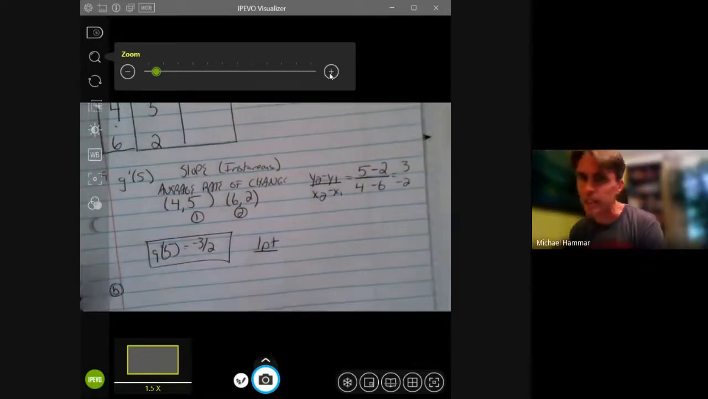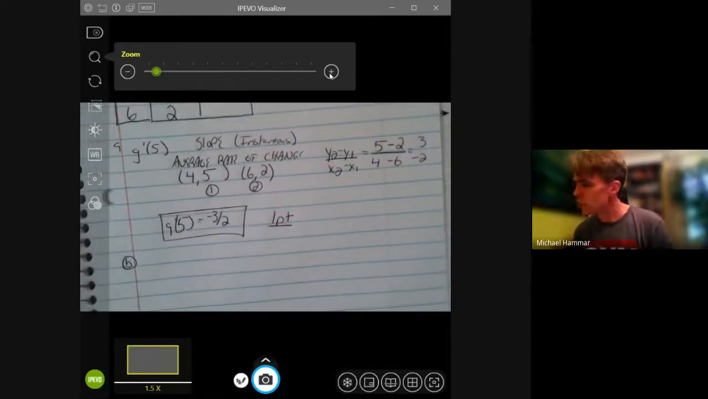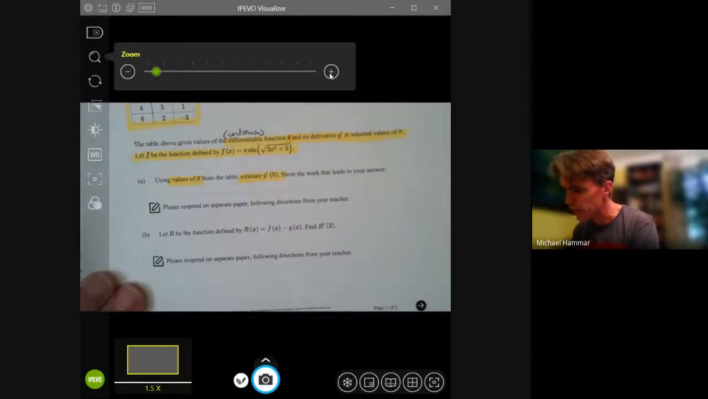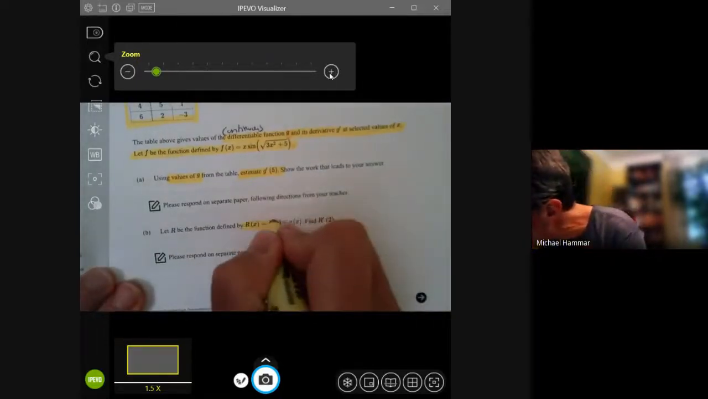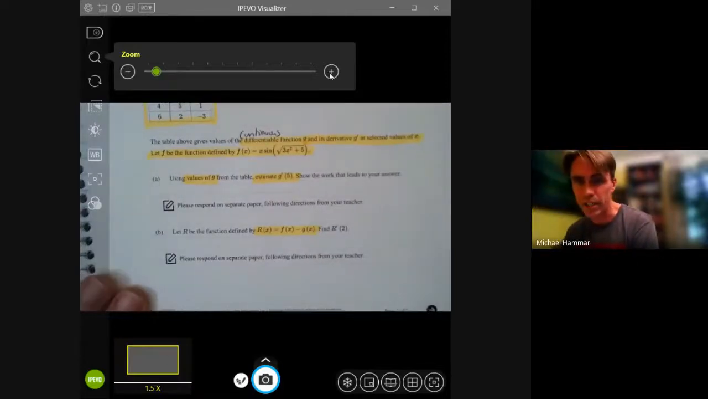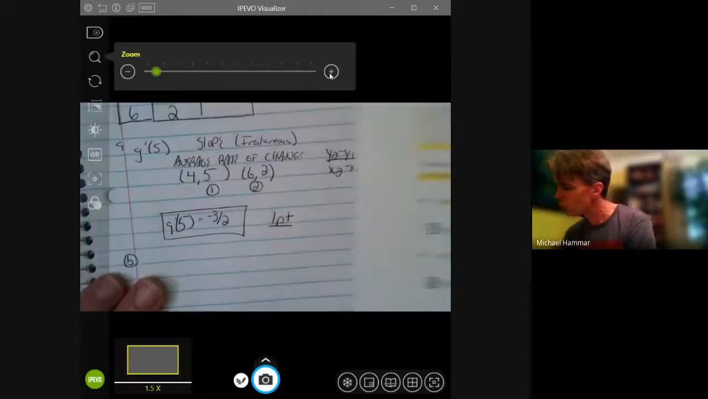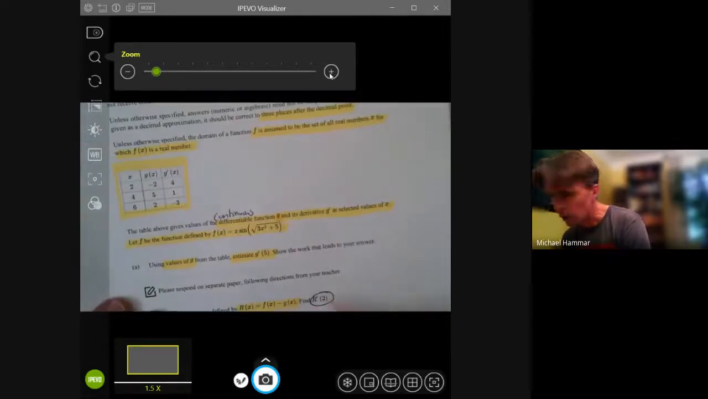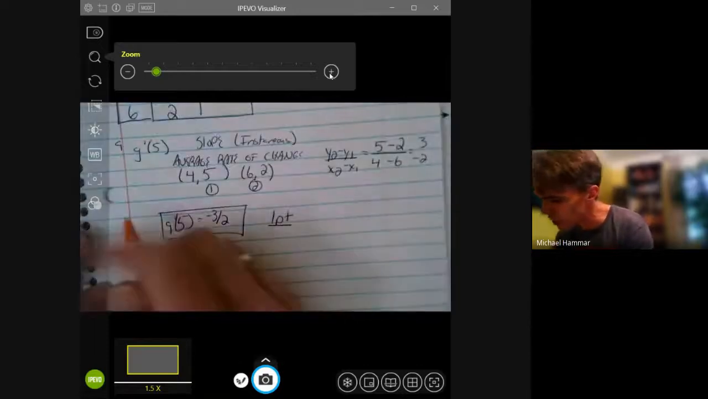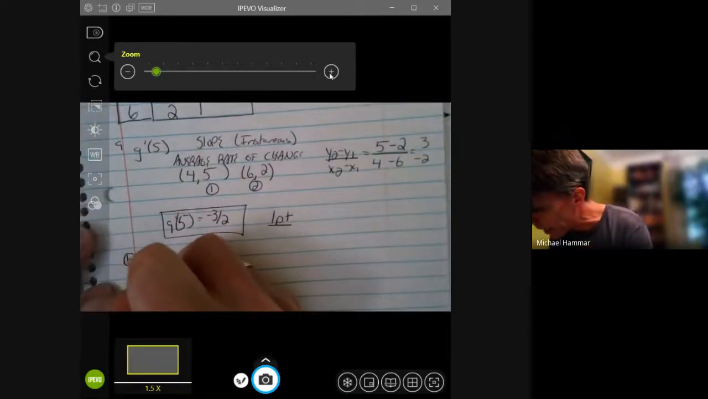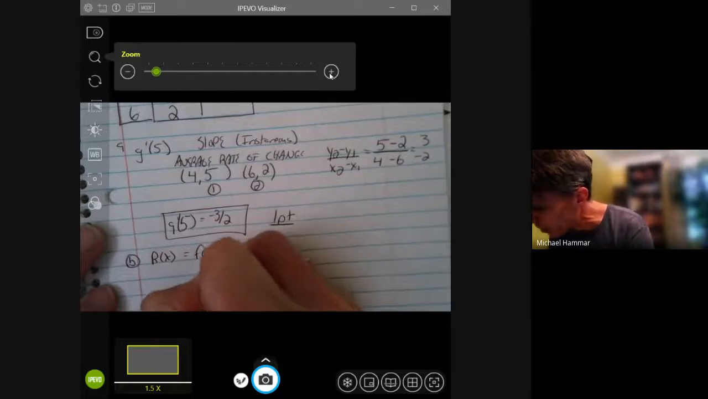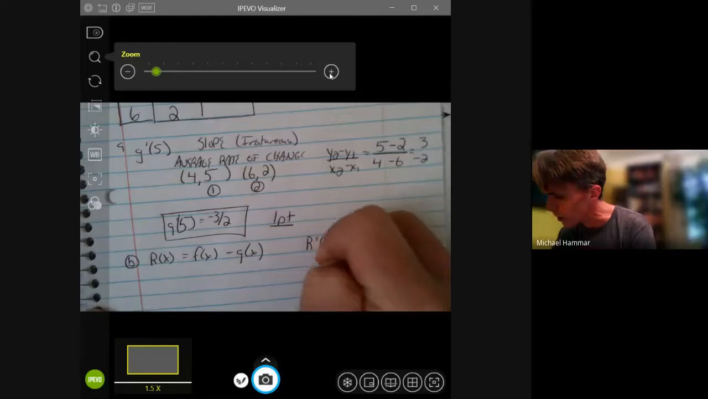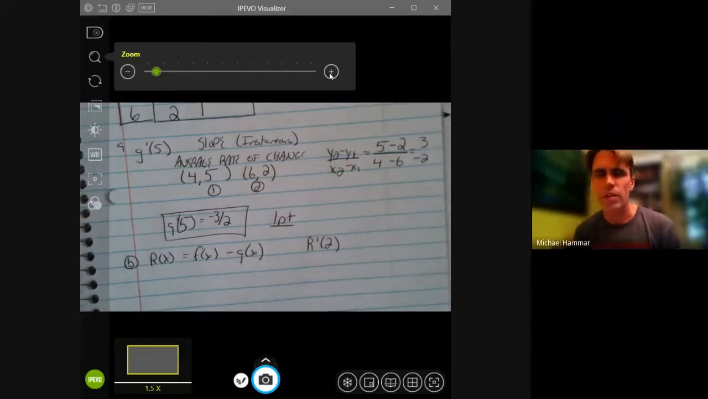Now, question B is a little more interesting, because let's read through it. It says, if r is the function defined by r of x equals f of x minus g of x, find r prime of 2. So we want to know what r prime of 2 is. Let's write that out. r of x equals f of x minus g of x, and we want to find r prime at 2. So here are the things you have to look at.